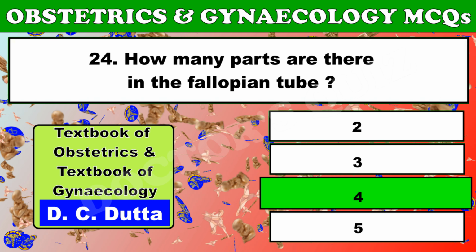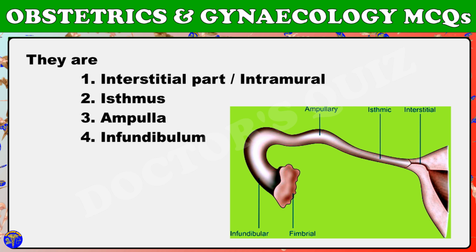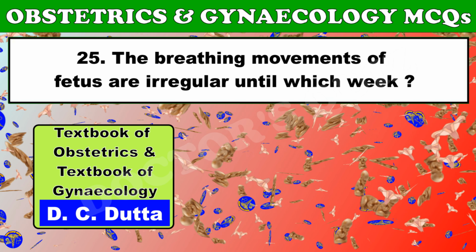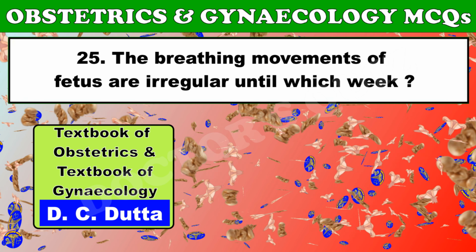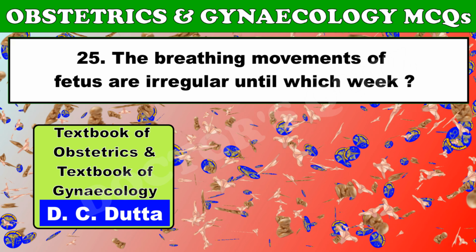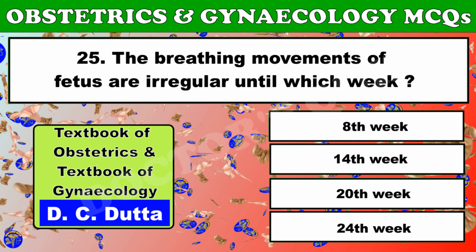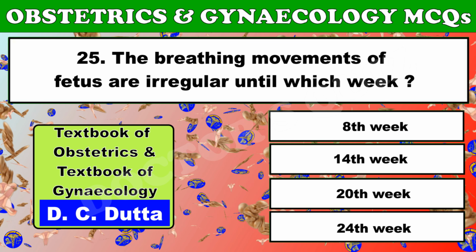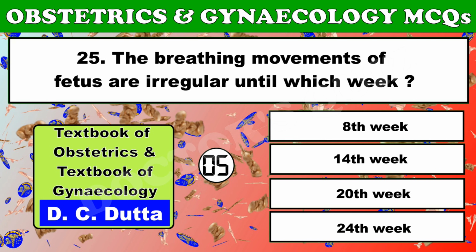Answer is 4. They are, number 1 is interstitial part, also known as intramural part, second one is isthmus, third one is ampulla and the fourth one is infundibulum. And you can see clearly the parts of the fallopian tube in this image. And the final question for you is, the breathing movements of fetus are irregular until which week? Options are 8th week, 14th week, 20th week or 24th week.